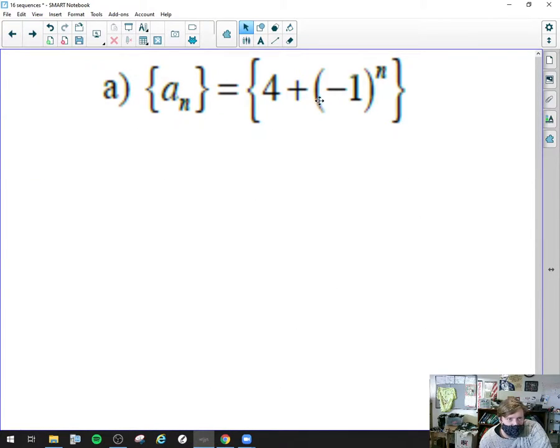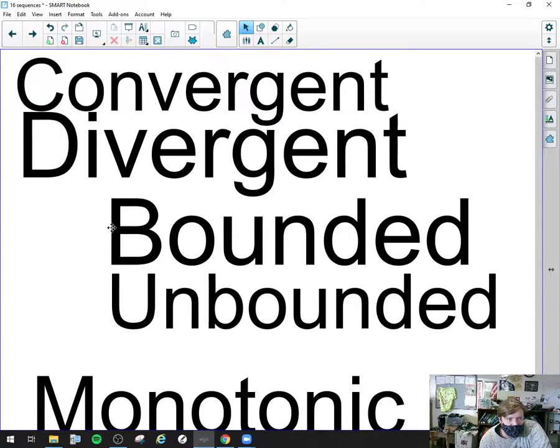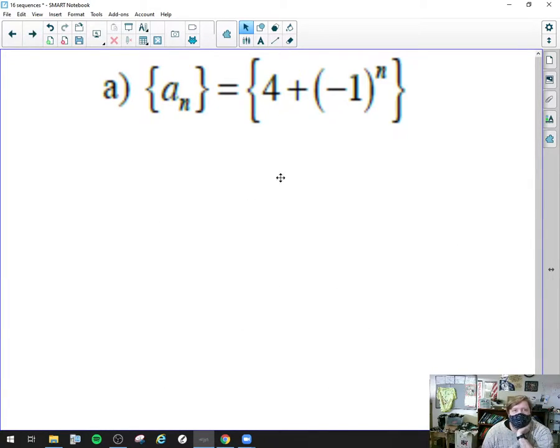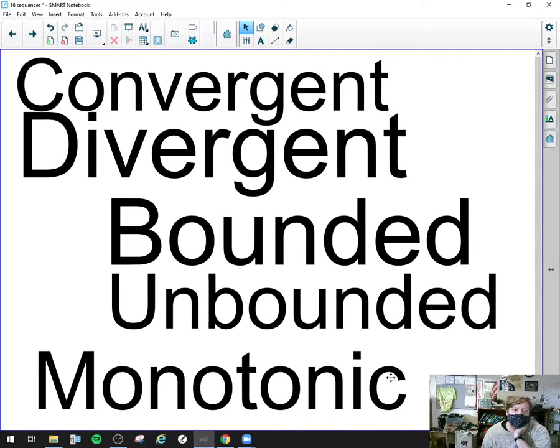So this very first one that we looked at today, which was hopping between 3 and 5, that's not convergent. That would be considered divergent. It is, however, considered to be bounded because it's bounded on either side. It doesn't fly off to infinity in either direction. It's only 3 and 5 and 3 and 5. And it is not monotonic. We'll talk about monotonic more, but monotonic is essentially either it stays the same or it increases, or it stays the same or it decreases.